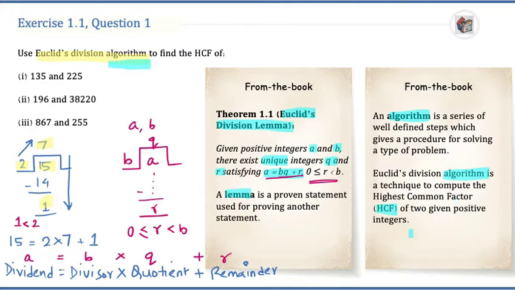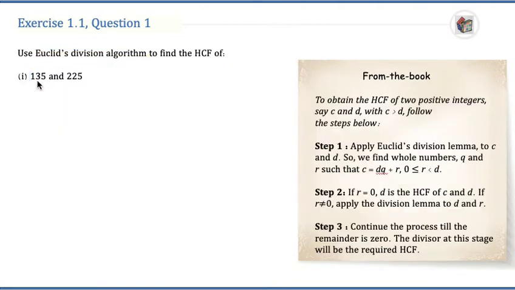of two given integers. Now, how exactly you use this, what exactly are the steps, I'll discuss that through these three parts here. So let's start with part 1. Alright, here is part 1. We need to find the HCF of 135 and 225. Here on the right hand side is a page from the book which gives you the exact steps to follow. So I will read each step and show you its application with this question.